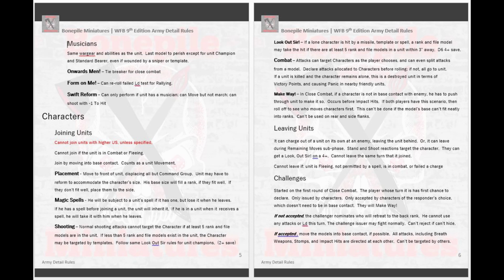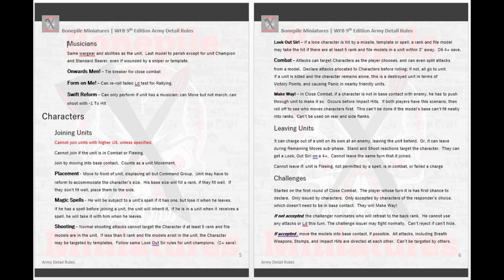Then we come to musicians, and they have the same rules as the 8th edition. They have Onwards Men, Form on Me, and the Swift Reform rule. And for some reason, I feel like I forget these unit command rules more than anything else. I don't know about you.